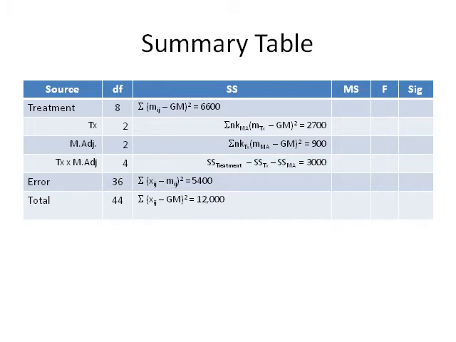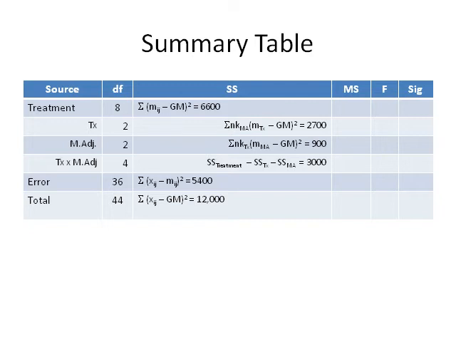Please note that the treatment and error sums of squares add to total sums of squares, and that sums of squares for the main effects and the interaction add to the treatment sums of squares. Thus, sum of squares treatment has been partitioned into two main effects and an interaction term in two-way ANOVA.